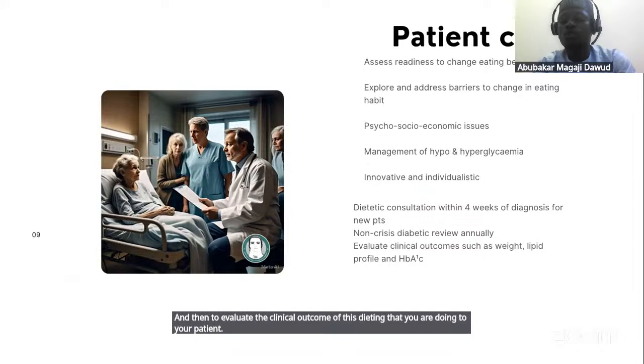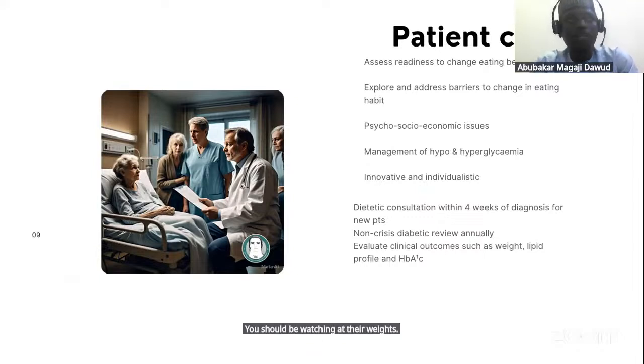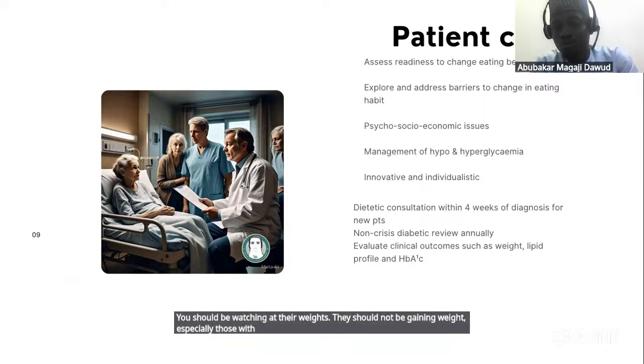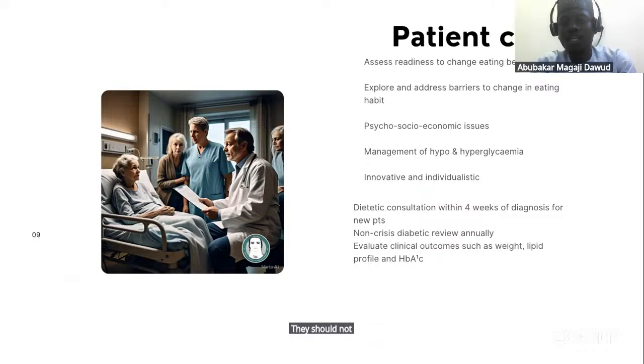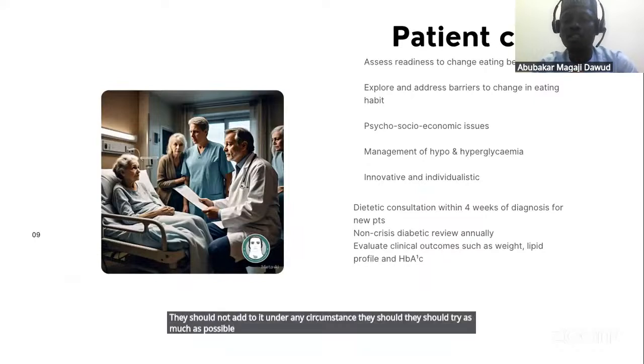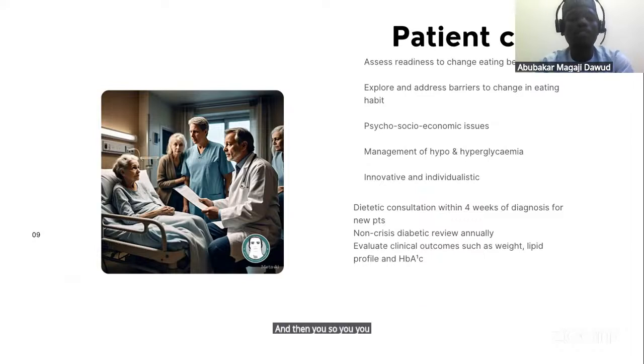you should be watching their weight. They should not be gaining weight, especially those with type 2 diabetes. Type 2, they should not add weight under any circumstance. They should try as much as possible to maintain a very healthy BMI, body mass index. And then you should be using their weight to check the outcome of their dieting.